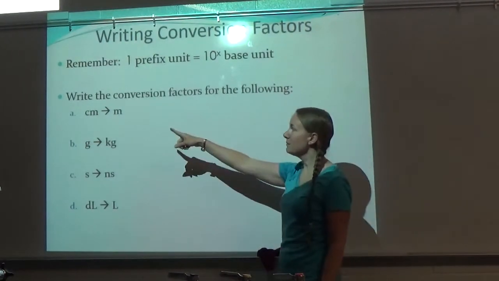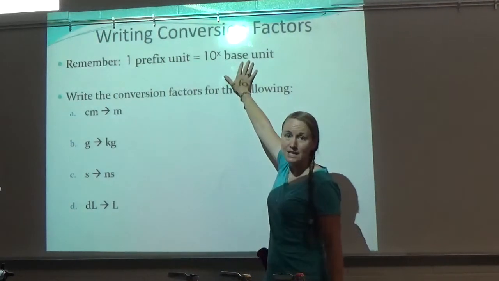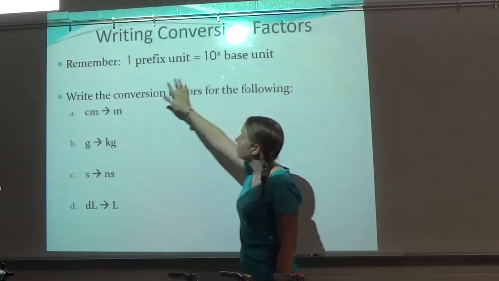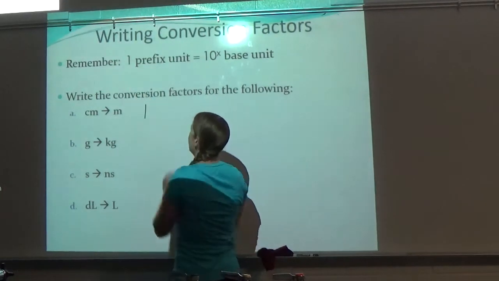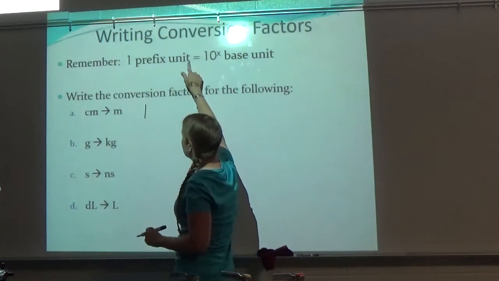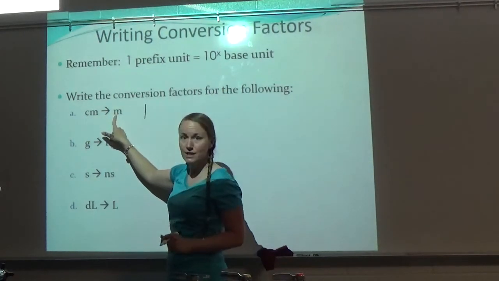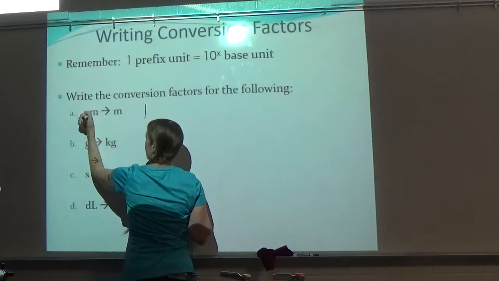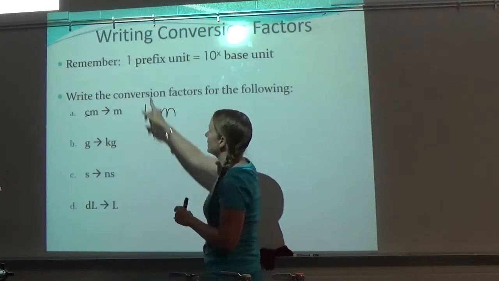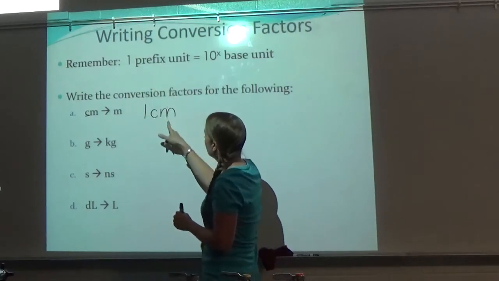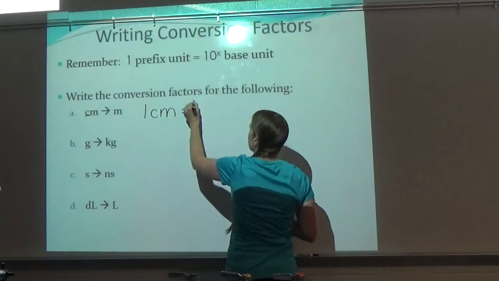So it says centimeters to meters. Remember, 1 prefix unit equals 10 to the x base unit. So I just follow this. What do I start with? I start with a 1. And then I write my prefix unit. Which one has a prefix, centimeters or meters? This one has the prefix. So I say 1 centimeter. I wrote 1, I wrote my prefix unit, then equals 10 to the x.